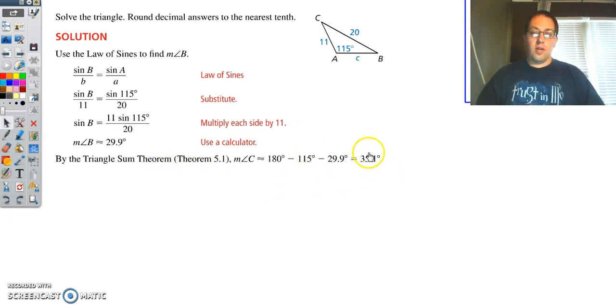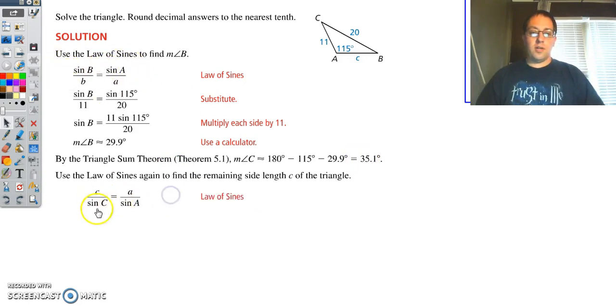So now that we know angle C, we can set up a proportion like this to find side C. So here we go. We plug in side C over the sine of 35.1 equals side A, 20, over the sine of angle A, which is 115.